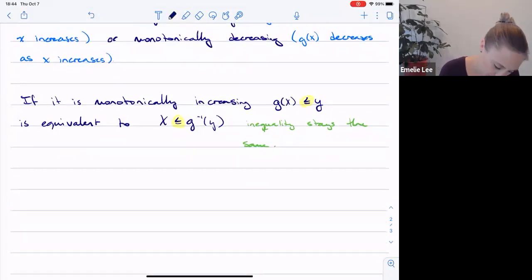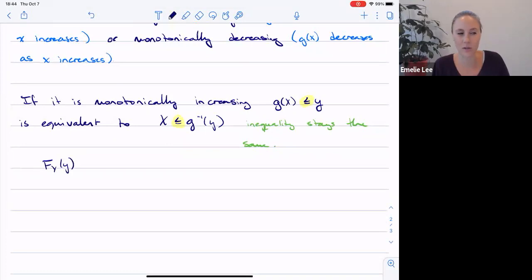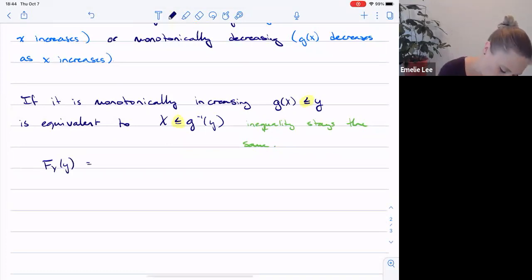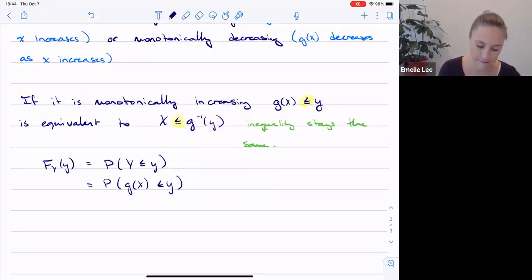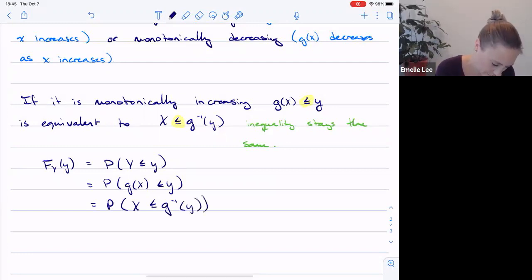So what we're going to find, starting with where we want to end up and working backwards, is that F_Y of y is the same as the probability that Y is less than or equal to y. Replacing Y with g of X, that's the probability of g of X less than or equal to y. Now, when I invert this, I get the probability that X is less than or equal to g inverse of y. So that's where this mapped back.